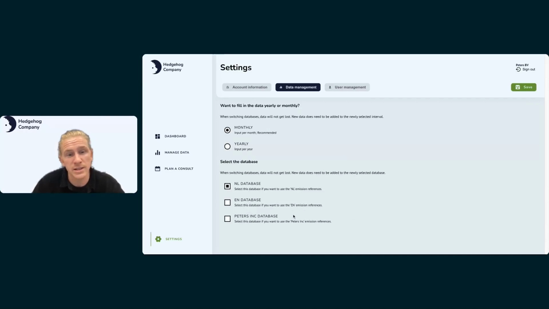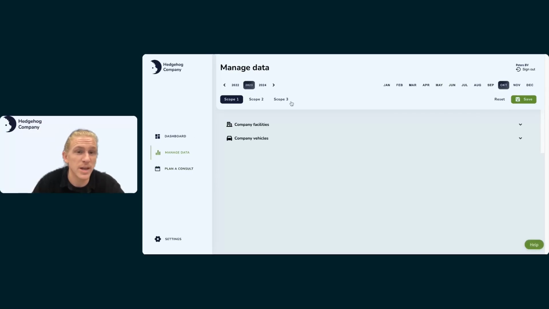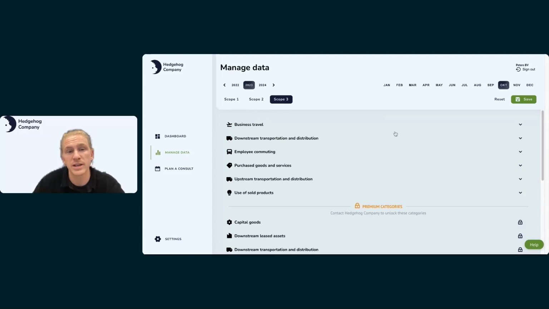So here is the Peters Incorporated database. We're selecting the database, pressing save. And then when we switch back to our Manage Data tab, we go to Scope 3, and you can see here now a longer list of emission categories. Business travel and employee commuting we've already discussed.